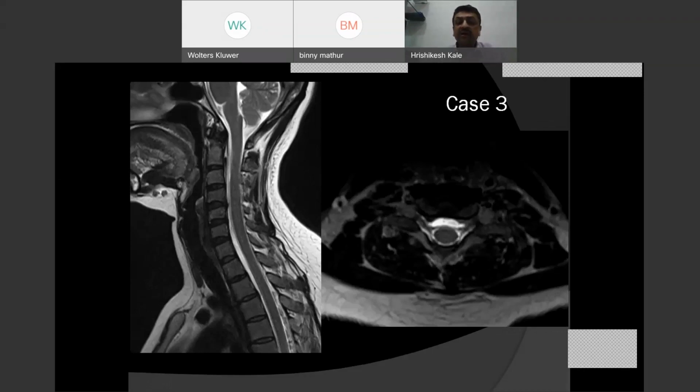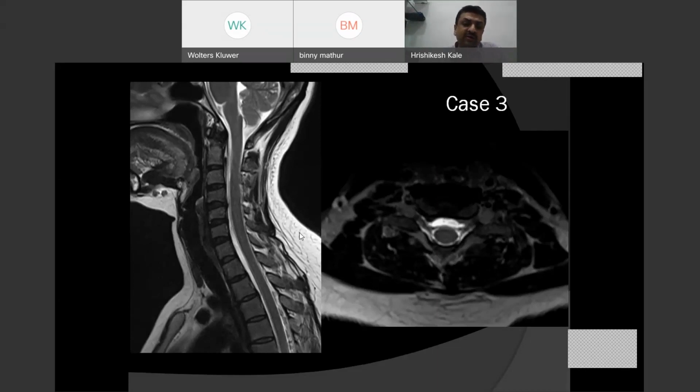So now our third case, the third scenario which we commonly see, is a patient who has intracranial findings suggestive of SIH, but the patient does not have any rhinorrhea and no otorrhea. So in these patients, it's important to evaluate the spinal axis.